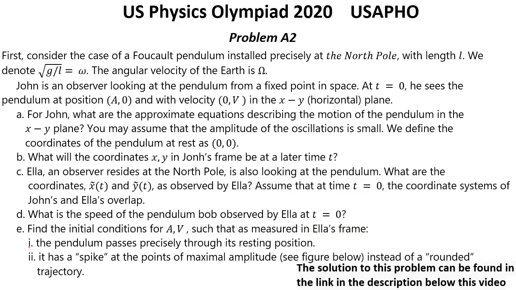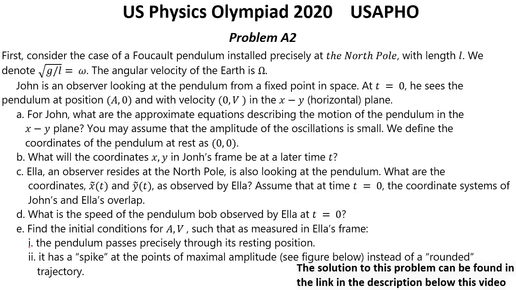First, consider the case of a Foucault pendulum installed precisely at the North Pole with length L. We denote the square root of g over L as omega. The angular velocity of the Earth is capital Omega. John is an observer looking at the pendulum from a fixed point in space. At t equals 0, he sees the pendulum at position A, 0 and with velocity 0, v in the xy horizontal plane.